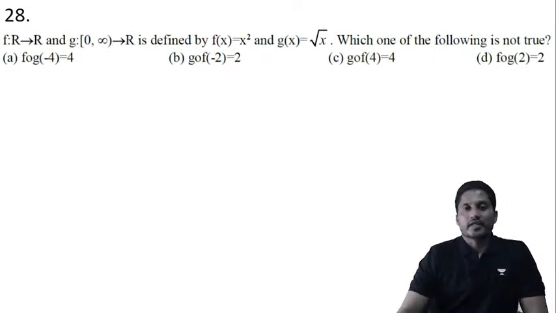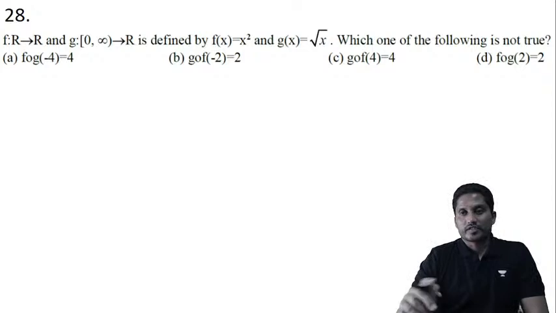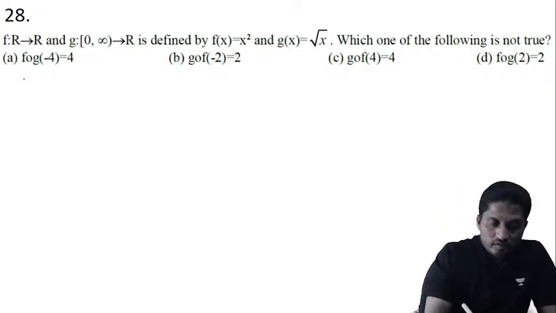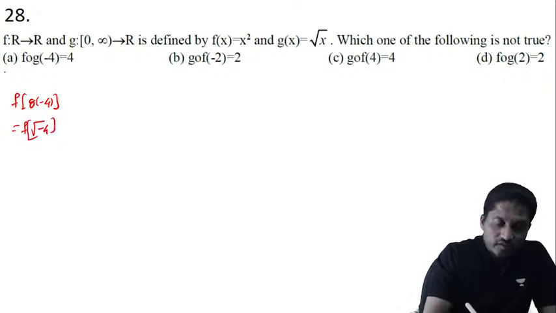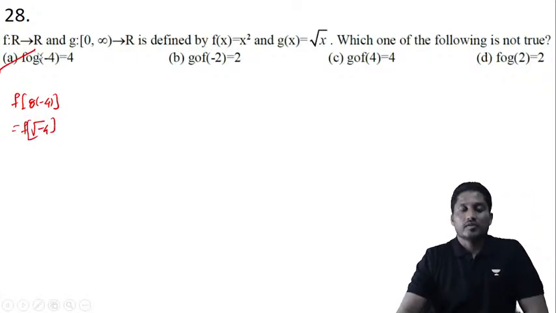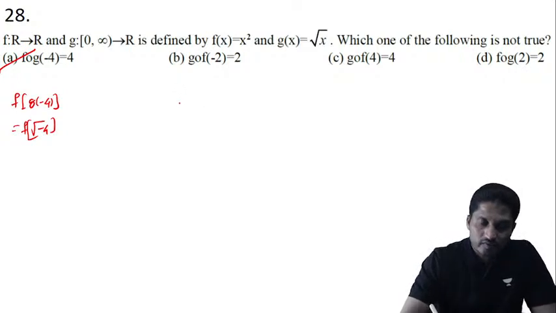Let's move to the next question. F of x is equal to x square and g of x is equal to root x. Which of the following is not true? See, I can write this as f of g of minus 4, right? Now g of minus 4 will be equal to root of minus 4, which is imaginary. So this is not true. Remaining all will be true.